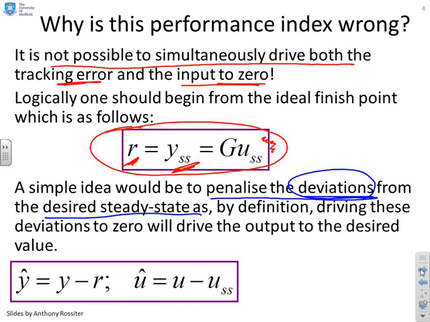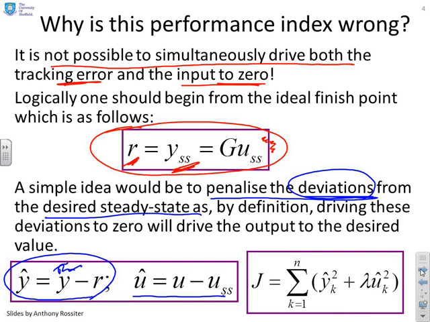And unsurprisingly, you'll think, well, we've looked at deviations in the previous few videos, so we can define a deviation in the output as y minus r, or perhaps I'll be better writing it as r minus y, but it makes no difference. The deviation in u as u minus u_ss. And therefore, if we construct a J which is comprised of the sum of deviations squared in the output, deviations squared in the input, then clearly that J is going to be unbiased.